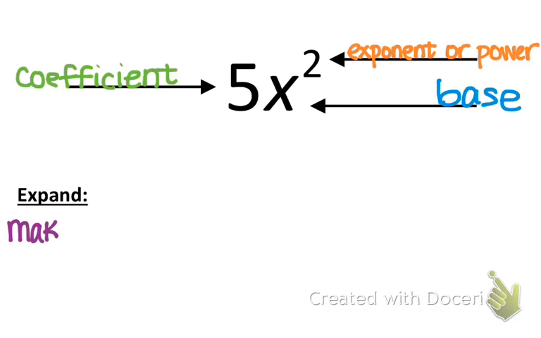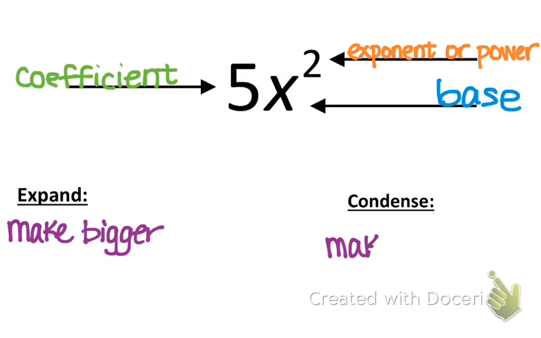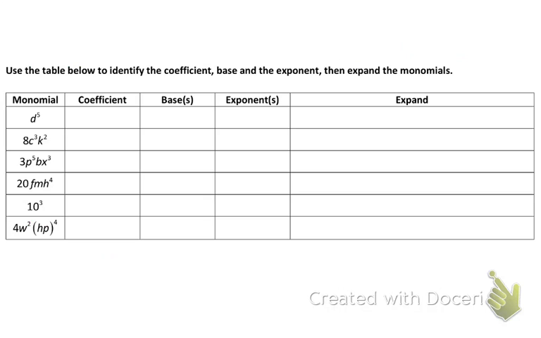We are going to practice expanding monomials, and when we expand monomials, we're going to be making them bigger. We'll then work backwards and condense monomials, where we will be making them smaller. In this table, we're going to look at the monomial, identify the coefficient, the base, and the exponent, and then expand the monomial.